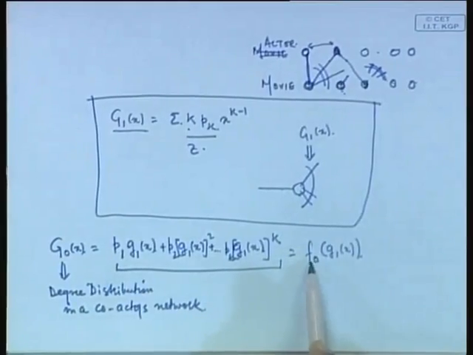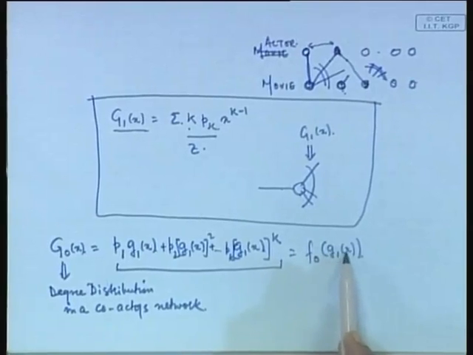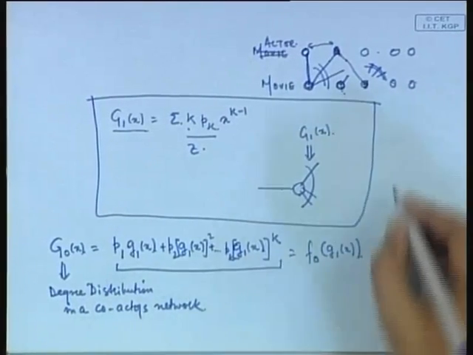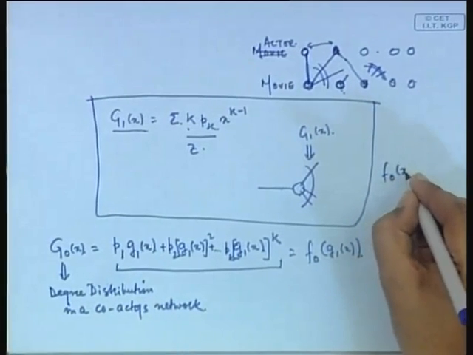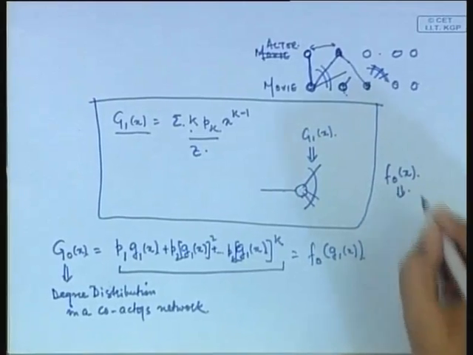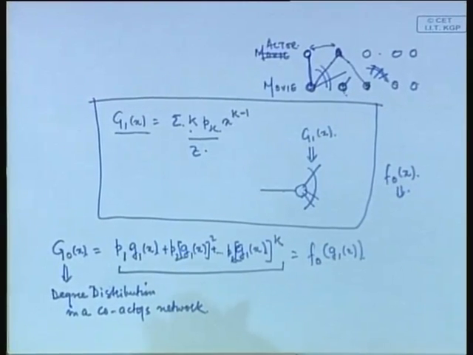So in f0 of x, x is a degree distribution? No, I don't have f0 of x, I have f0 G1x. X is not a degree distribution. The coefficient of x signifies the probability of the degree. What is x? X is nothing. X is a generating function's variable.